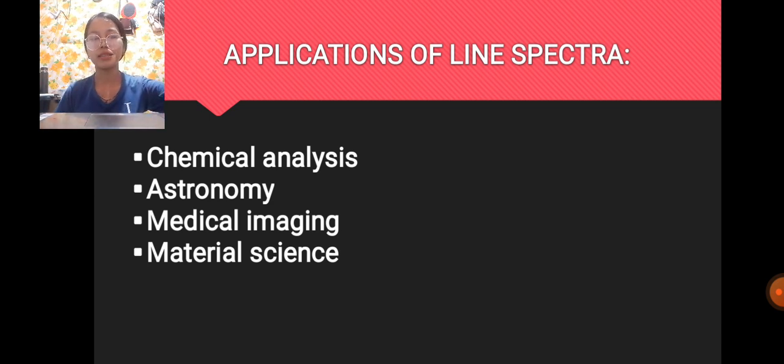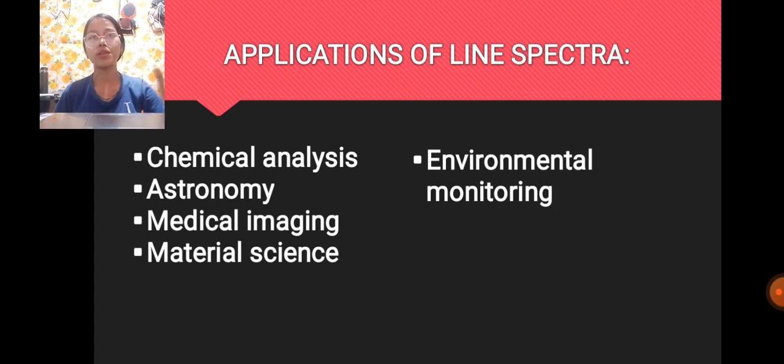So next is environmental monitoring. The light spectra are employed in environmental monitoring to detect pollutants and contaminants in air, in water, and soil. Spectroscopic techniques utilizing light spectra can identify and quantify various substances that are present in our environment. So basically, light spectra can be used in that matter as environmental monitoring.